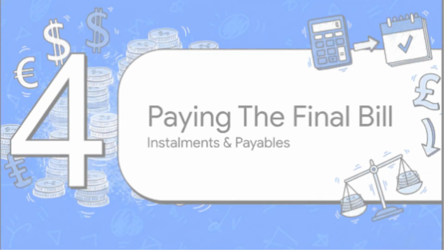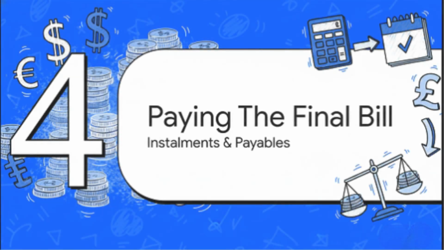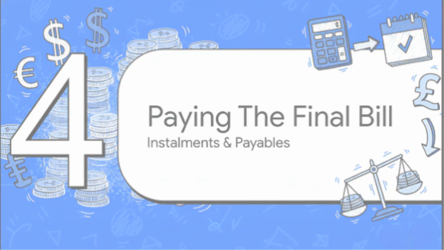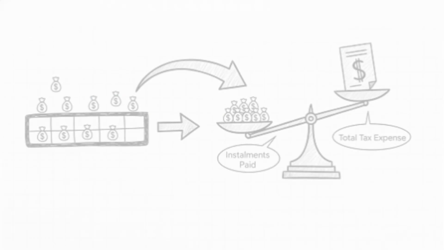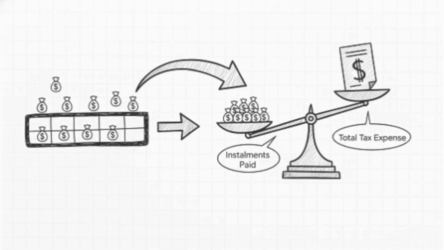But wait, we're not quite done. Just because you've calculated the total expense doesn't mean that's the check you write at the end of the year. We have to talk about how this bill actually gets paid. You see, companies don't just wait until tax day to pay one giant bill. That would be a nightmare for cash flow. Instead, they make regular payments throughout the year called installments.